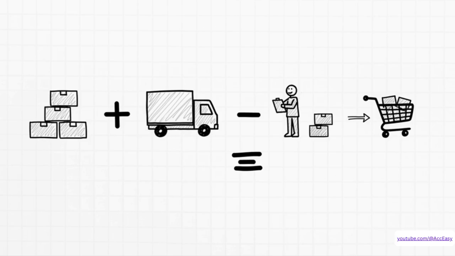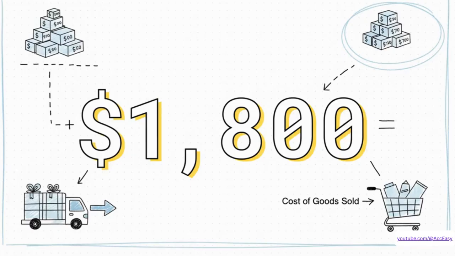Well, that must be the cost of the stuff you sold. Let's put some real numbers to that so you can see it in action. Let's say a business started the month with $500 worth of stuff. They went out and bought another $2,000 worth. Then, at the end of the month, they count everything up and see they have $700 left. You do the math, and it tells you their cost of goods sold was $1,800.